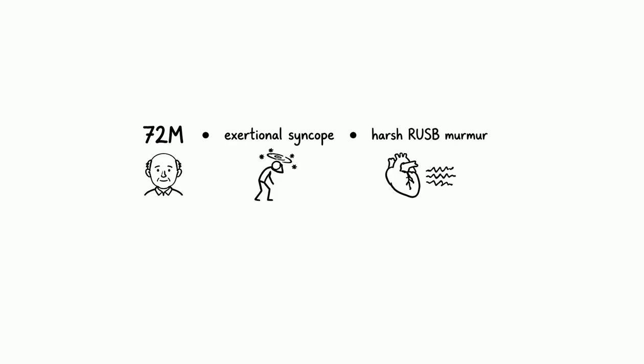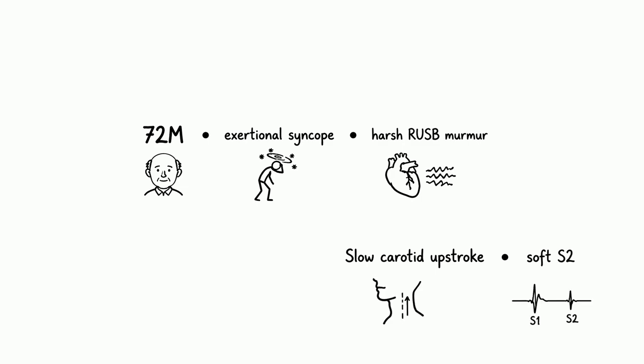Stem 1, 72-year-old man with exertional syncope. He has a harsh crescendo-decrescendo murmur at the right upper sternal border. The slow carotid upstroke and diminished S2 complete the pattern.